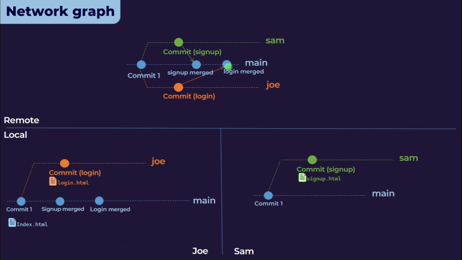Sam can go as well and pull these changes from GitHub. So when he pulls the changes from GitHub, he also grabs the signup merge commit and login merge commit, so that his code is now also up to date with this last commit, which is the latest commit.